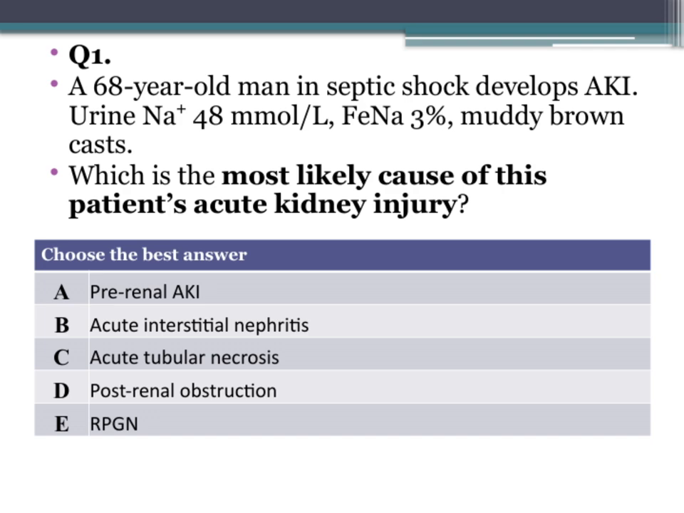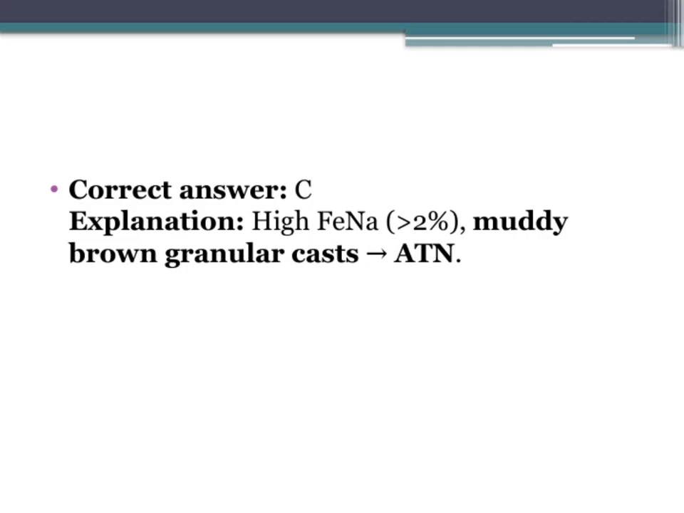So, considering the clinical context, septic shock leading to hypoperfusion, the urine findings, and the casts, the most likely cause here is acute tubular necrosis. This is a common scenario in septic patients when the kidneys suffer from ischemic injury. In summary, this case underscores how septic shock can precipitate intrinsic kidney damage, with the hallmark features pointing toward acute tubular necrosis. The correct answer here is C.